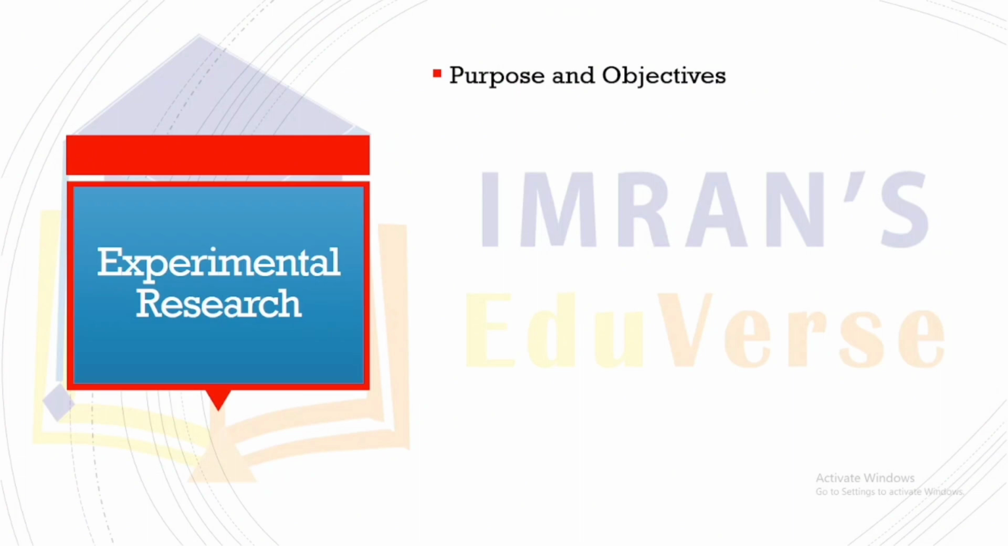Here are some of the characteristics of experimental research. Number 1. Controlled environment. Experimental studies are conducted in controlled environments to minimize extraneous variables and isolate the effects of the manipulated variables. Number 2. Random assignment. Participants are randomly assigned to experimental and control groups to ensure that any observed differences are not due to pre-existing differences between the groups.